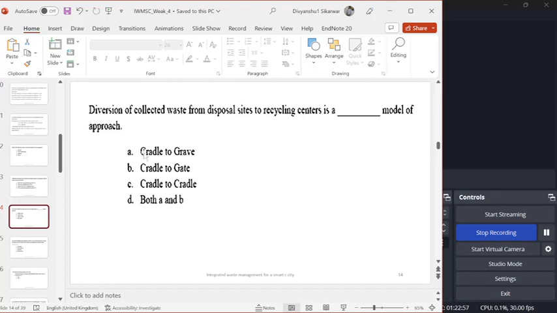Cradle to cradle, because it is not ending; the recycler's final solution is still going on in the system. Yes, cradle to cradle is the correct answer. If it were all landfill, then cradle to grave would probably be the correct answer, because landfill is disposal.